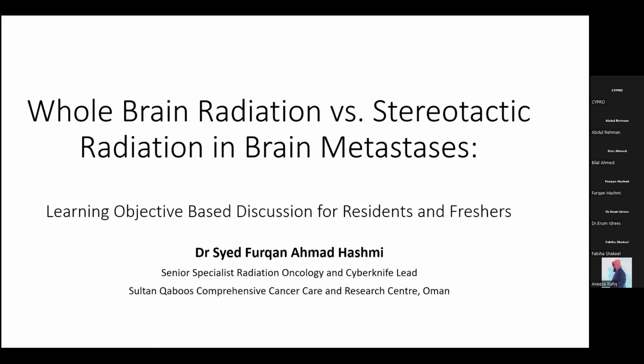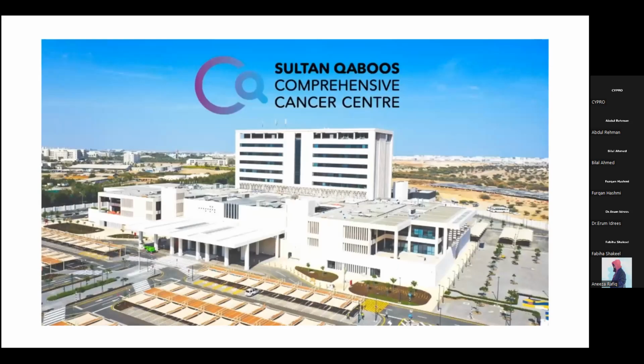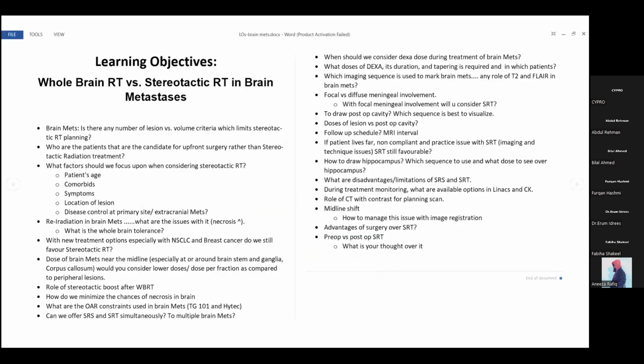So this is the center I am currently working in, and this is the whole list of learning objectives. There are so many, and definitely I cannot cover them in one session. So I requested if I can do it in two sessions. So let me see how many I can cover today in 1 hour, and the rest I will be covering possibly next session, and I will be visiting Pakistan next week for 2 3 weeks. So maybe I will be visiting any of the centers, then we can cover there as well.